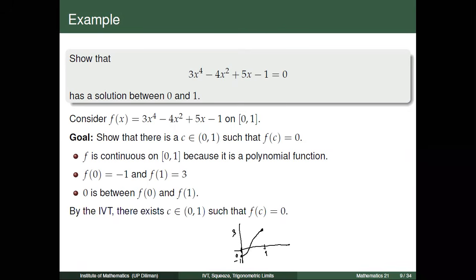Again, note here that we were not able to find the solution. We were just able to show that there is a solution between 0 and 1. And that concludes this portion on the intermediate value theorem.